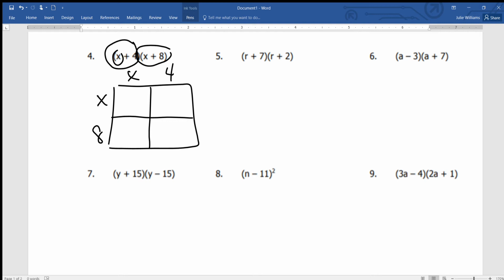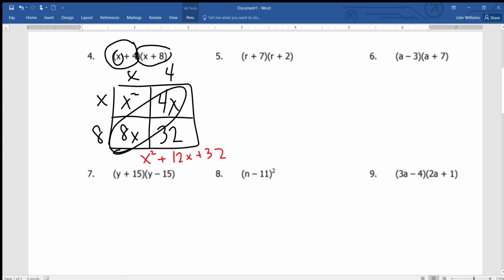So x times x is x squared. X times 4 is 4x. 8 times x is 8x. 8 times 4 is 32. These are like terms. They're both positives, so we're going to be combining them. So my final answer is going to be x squared plus 12x plus 32. And you'll leave it like that. I think those are pretty straightforward for you.